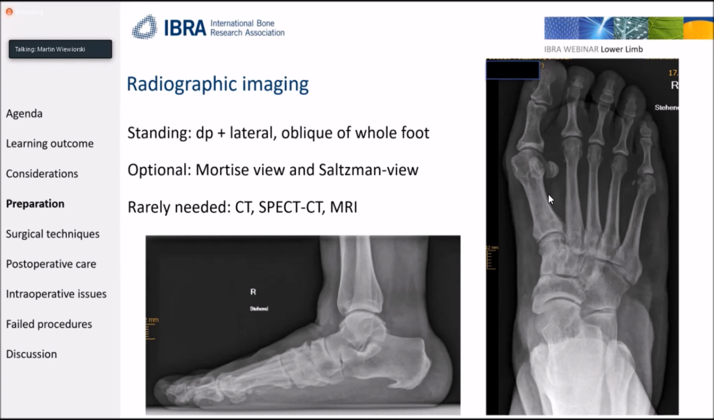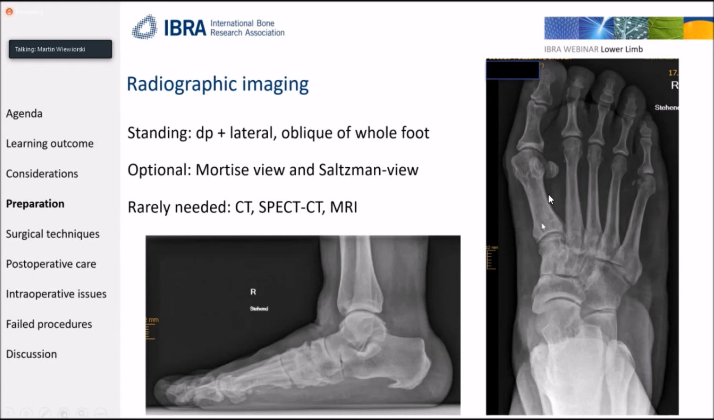Of course, if you see there's some issues with the hind foot, you can also always do a mortise view of the ankle joint and a Saltzman view. What you rarely need is CT or SPECT CT, which is a hybrid of scintigraphy and CT, or an MRI. But just in some cases, for example, this SPECT CT is very important.